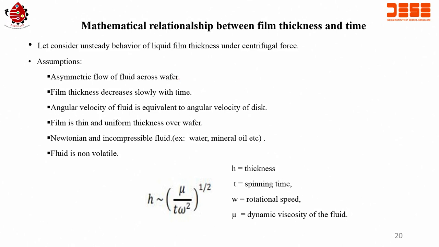So, the mathematical relationship between film thickness and time. If I want to have a relationship between film thickness and time, then these are the things that we have to remember. First are the assumptions. If you see the unsteady behavior of liquid film thickness under centrifugal force, then what are the assumptions? The axisymmetric flow of fluid across the wafer will happen. Film thickness decreases slowly with time. Angular velocity of fluid is equivalent to angular velocity of disk. Film is thin and of uniform thickness over the wafer, right? And Newtonian and incompressible fluid, for example water, mineral oil, etc. And the fluid is non-volatile. These are the assumptions when we are understanding the mathematical relation between film thickness and time.